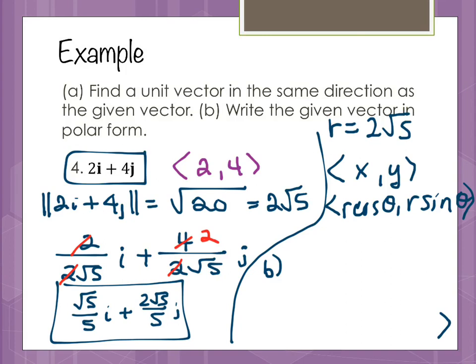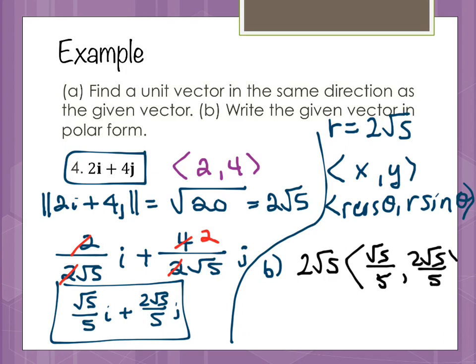This component that we're doing is going to have that r value written in front. That's that 2 square root of 5. And then what actually goes inside is the unit vector. Okay, so my unit vector was square root 5 over 5 and 2 square root of 5 over 5. So this is my unit vector.